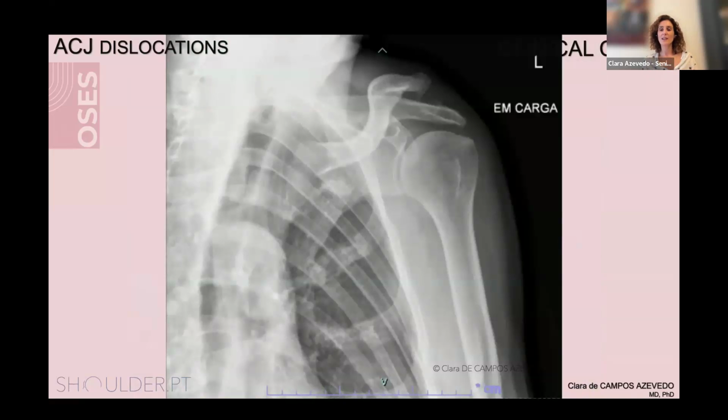And this was the exam he had to show me from the emergency room. So you see, it's a gray view of the shoulder, right? But they put a weight on him. This is Portuguese. It means with a weight. Okay. So I'll ask Salar, what do you think about this exam from this patient, from his left shoulder?